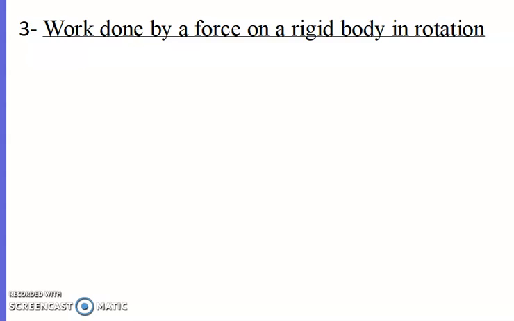In this video, I'm going to explain the work done by a force on a rigid body in rotation. Remember, in the last two videos, I explained the work done by a constant force in the case of a rectilinear displacement and the work done by the weight of a body, which is a constant force also, on any curvilinear path.